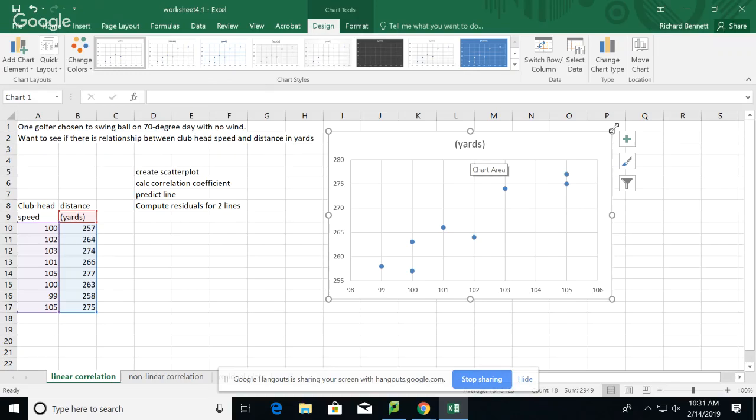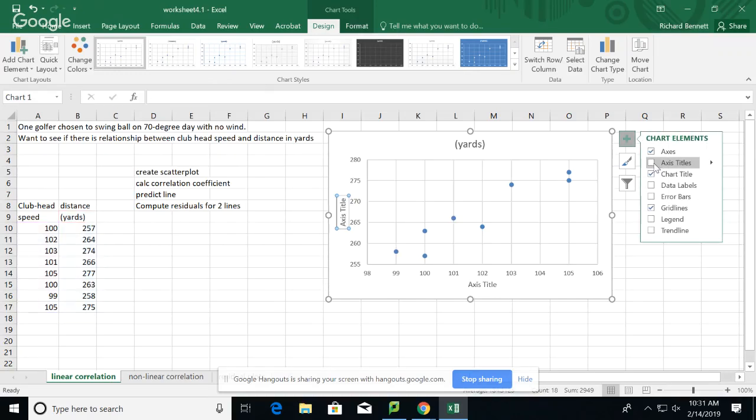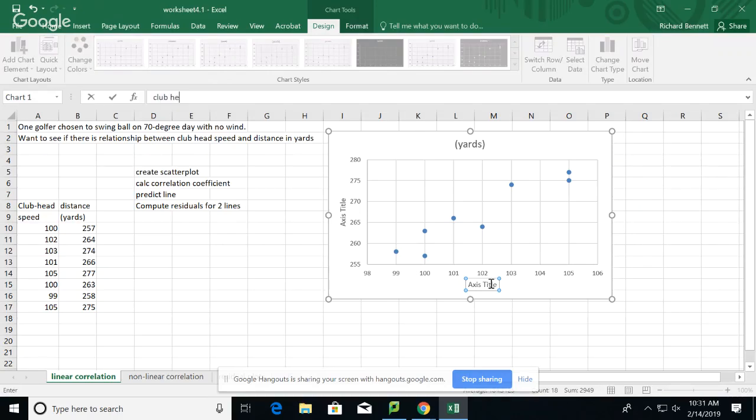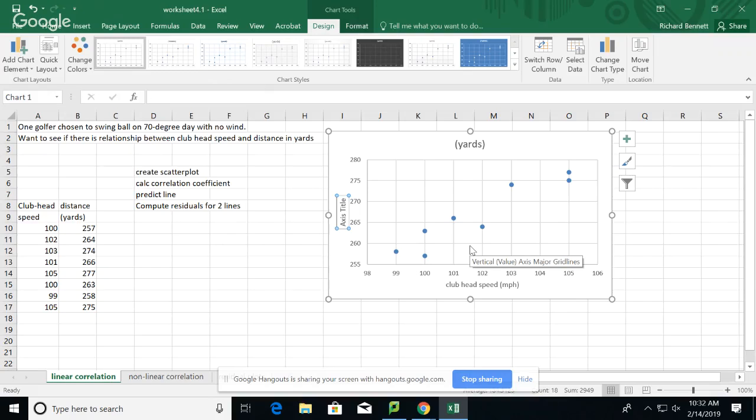Click on the plus sign. Axis titles. What do I put down here? Club head speed. And by the way, I probably didn't tell you, but this is in miles per hour. And this is, what is this, Ashley? The distance. Distance. Oop, I can't spell. Distance in yards.